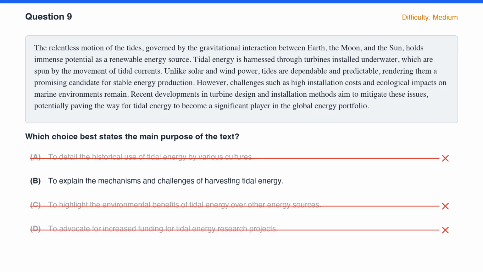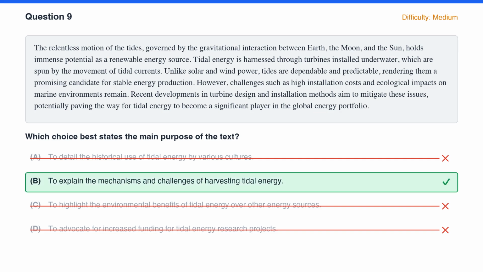Choice A is wrong because the passage never mentions historical use of tidal energy by any culture. Choice C is wrong because although predictability is noted, the text does not focus on environmental benefits over other sources and even points to ecological harm. Choice D is wrong because the passage never advocates for increased research funding. It simply describes recent developments in turbine design.